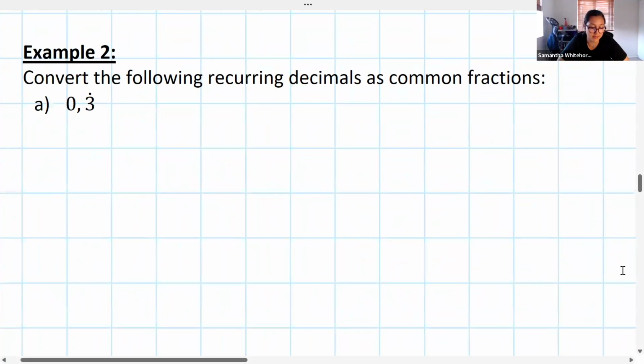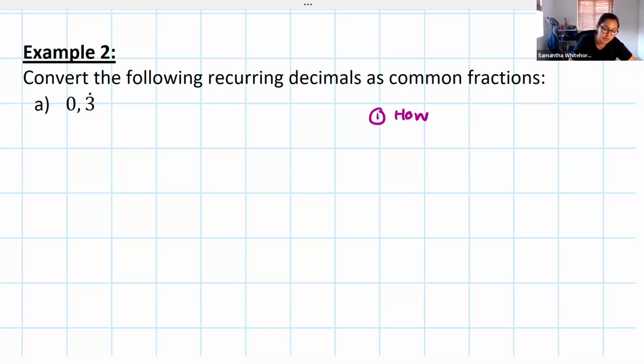So if we go and have a look at this example here, we have got 0,3 recurring, and we want to write that as a common fraction. Now, we already know that that common fraction is a third, but let's now actually use the geometric series knowledge to show that the fraction is in fact a third. So the first thing that we want to check, grade 12s, is how many values are recurring. So how many numbers are being repeated.